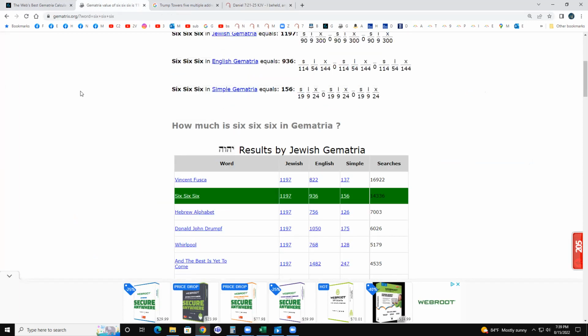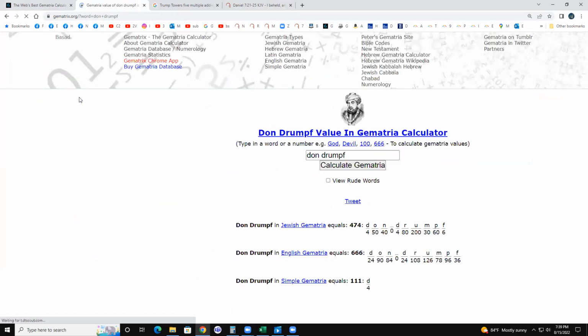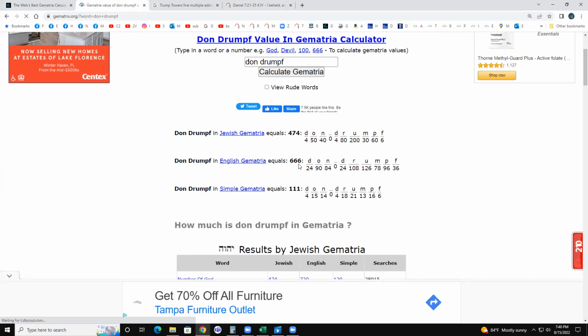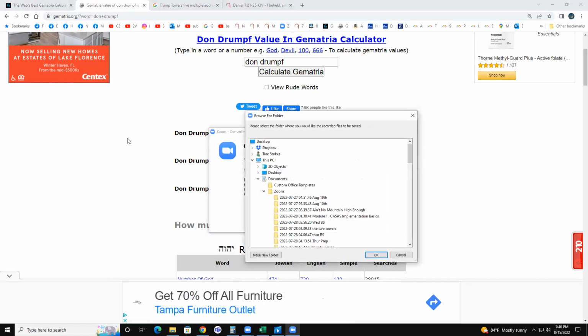So, and when you key in Trump, I'll be doggone. In English gematria, you get 666. So in either direction, keying in the name, you get a 666 in a gematria cipher. And that's not English ordinal, that's English gematria. It's a video that just popped up.